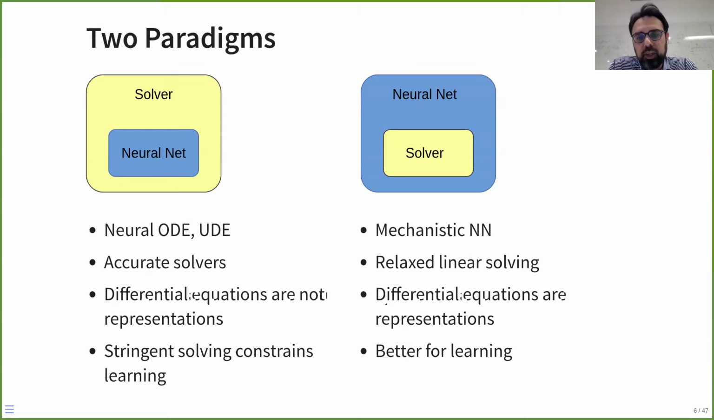On the other hand, we have this paradigm of a solver within a neural network that we follow. This allows differential equations that are representations of data, meaning that you have some data, you do a transformation into a differential equation, and that differential equation somehow represents that data. The other thing we get with these is relaxed linear solving. We don't get arbitrary general purpose solvers, but we can combine these solvers with learning to model more complex differential equations. And as we'll see, these are better for learning.